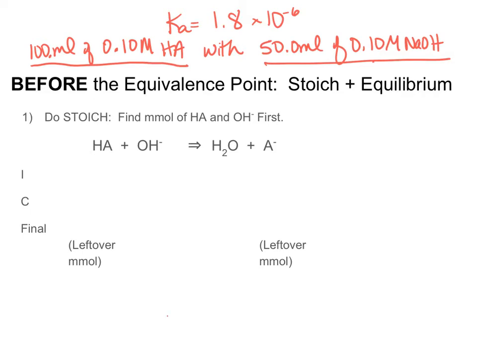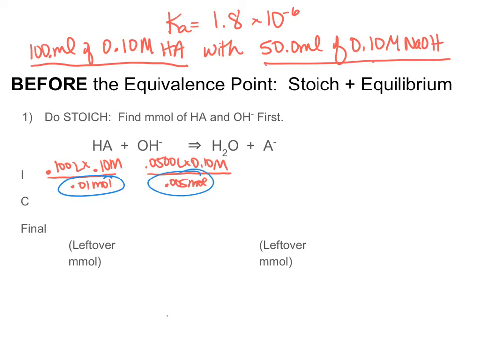So we could go ahead and say, okay, I've got 0.1 liters and it's 0.1 molar of my acid. I've got 0.05 liters and it's 0.1 molarity of my base. So from that, I can go ahead and get my moles. So now that I have my moles of each, I've got my moles of my acid, moles of my base.